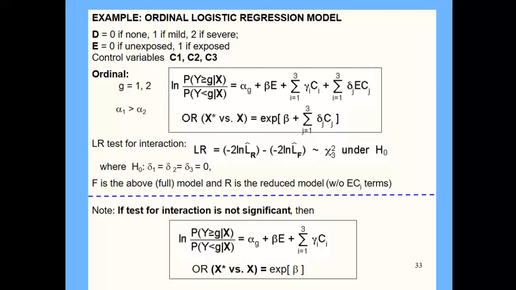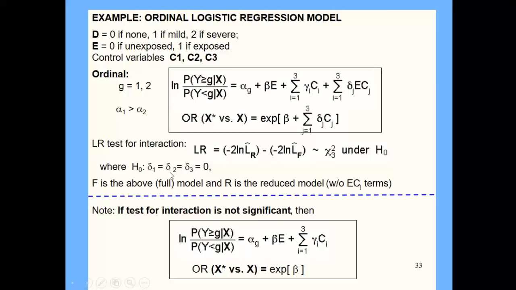It's not 6, it's 3. So the null hypothesis is that the 3 deltas, not the 6 deltas, because you're dealing with a different model, are equal to 0. So again, you do a likelihood ratio test fitting the full and the reduced model. The reduced model doesn't have the product terms. And that would be a chi-square with 3 degrees of freedom, because you're setting 3 deltas equal to 0.